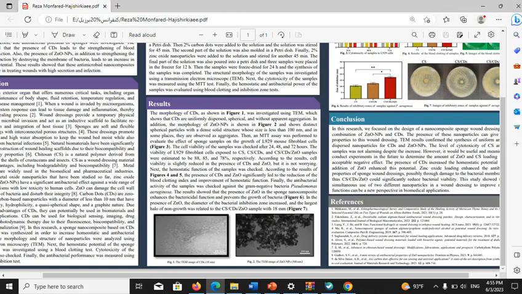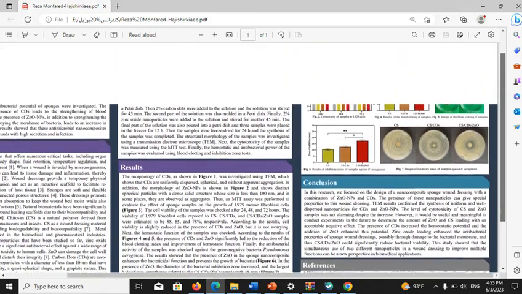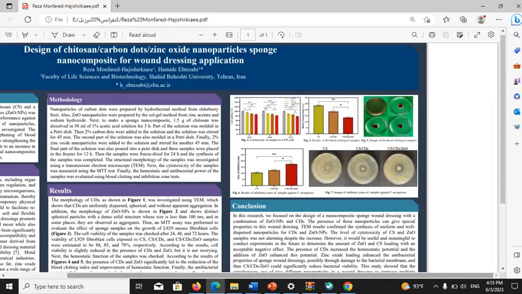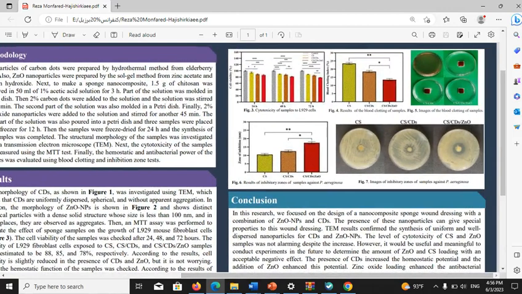Then the cell viability of the samples was checked after 24, 48, and 72 hours. According to the figure 3 result, the cell viability is slightly reduced in the presence of CD and ZnO, but it is not alarming. Then the hemostatic function of the samples was checked.